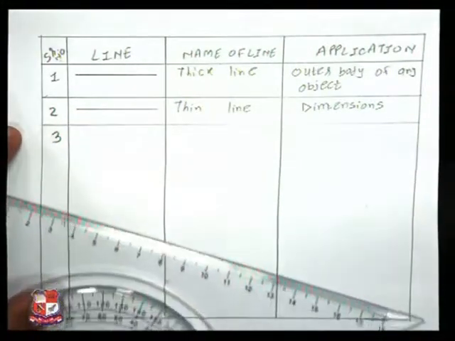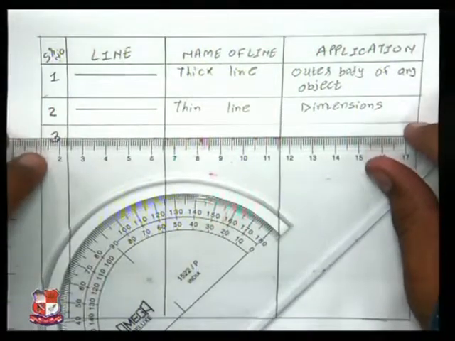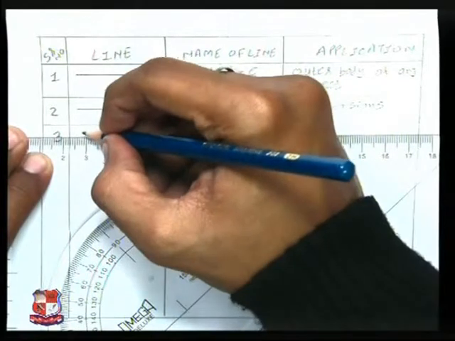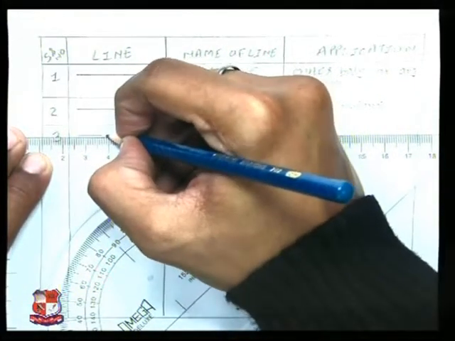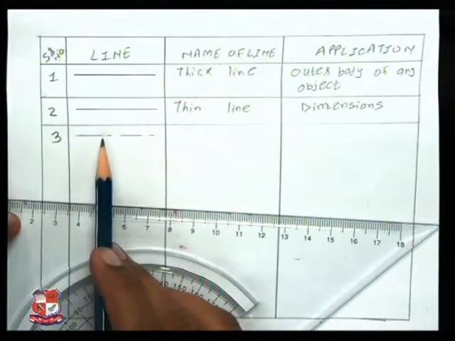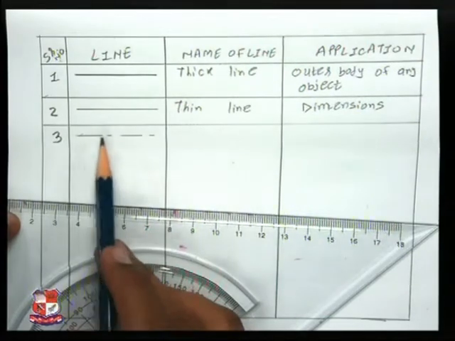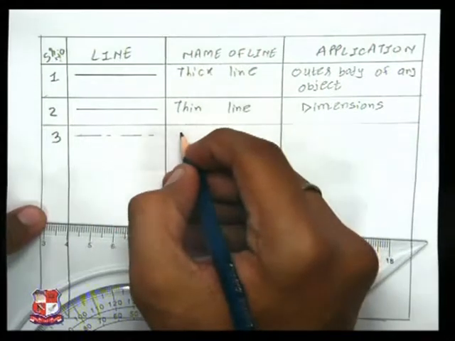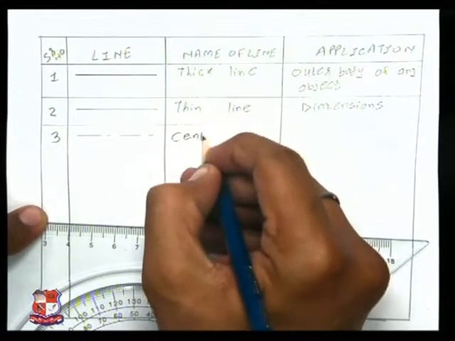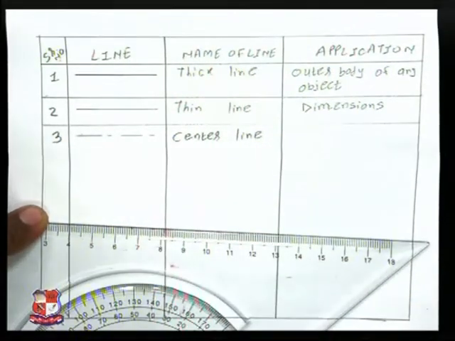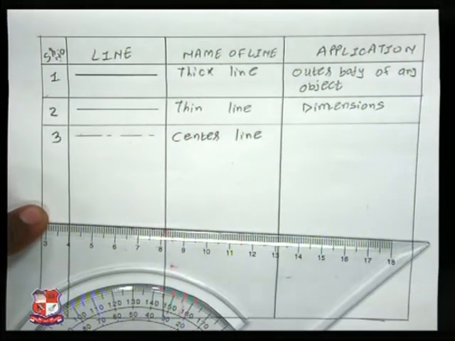Third is called the center line. To draw a center line: one big dash, short dash, big dash and short dash. You can designate it like this: big dash, short dash, big dash, short dash. It's called the center line.